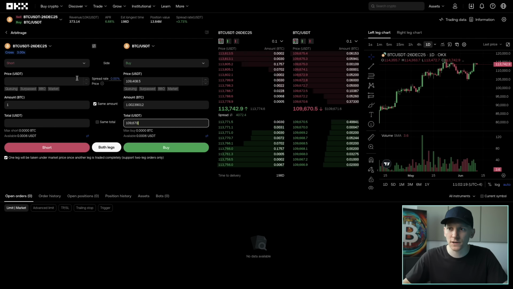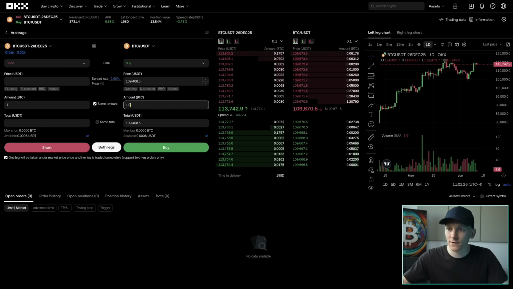So that's it. You can just choose the amount of BTC that you want to go long, and also have the short here. Make sure that they are exactly the same, right? So you don't want any discrepancies. 1 BTC, same amount both sides. Do this side of the trade if you want. The other side will be taken if you have this tick box on.